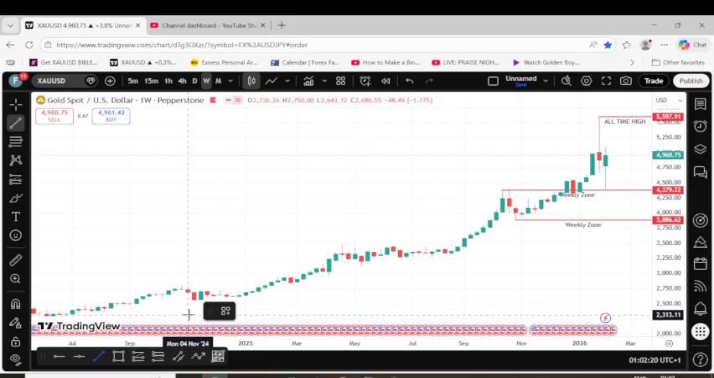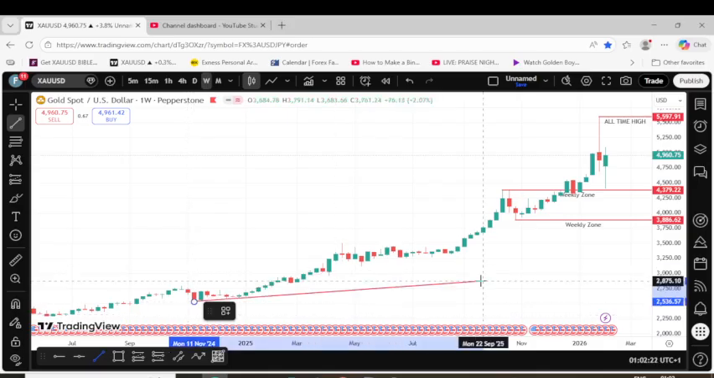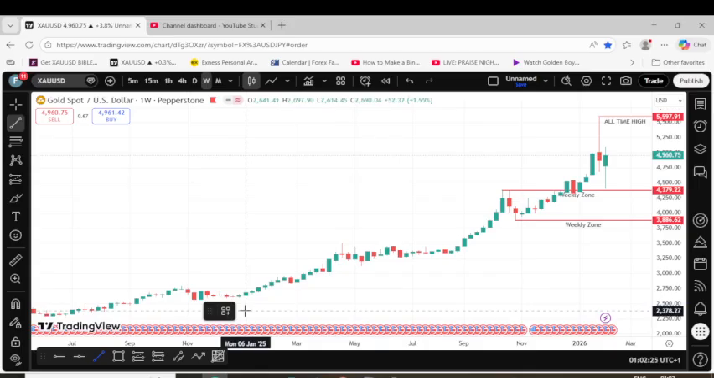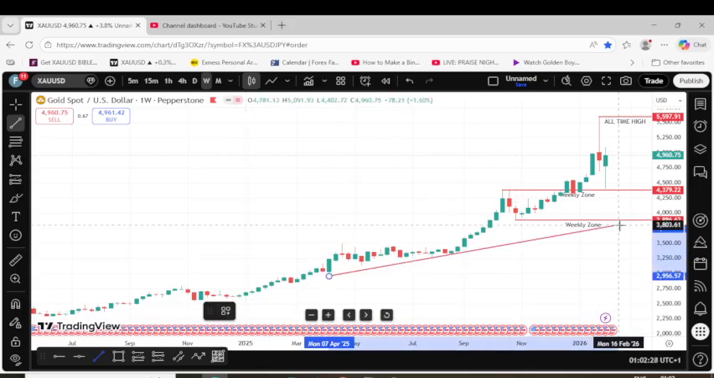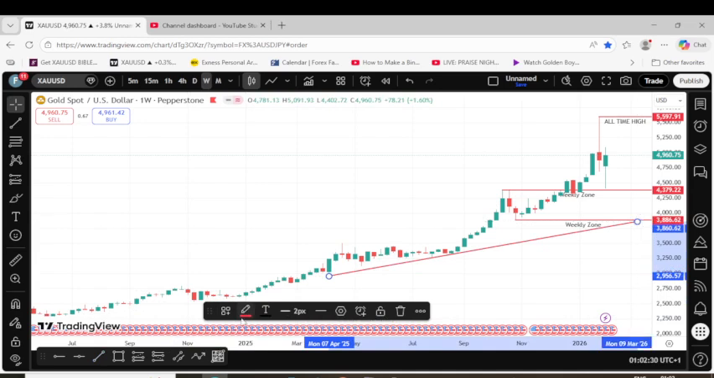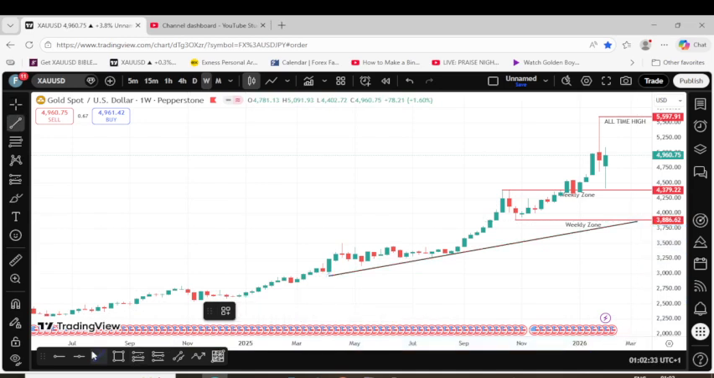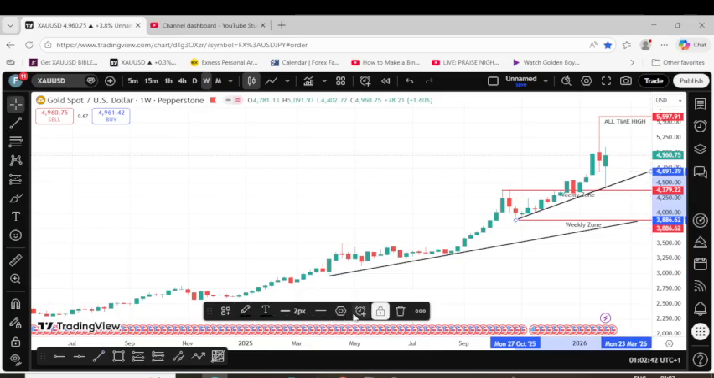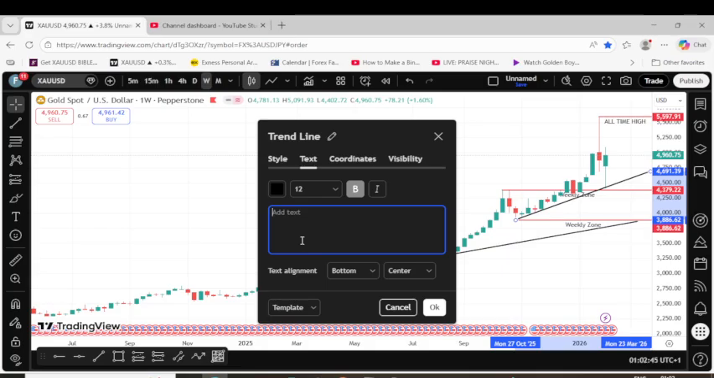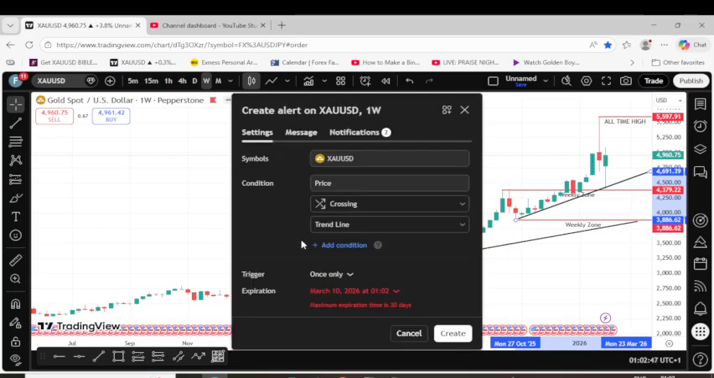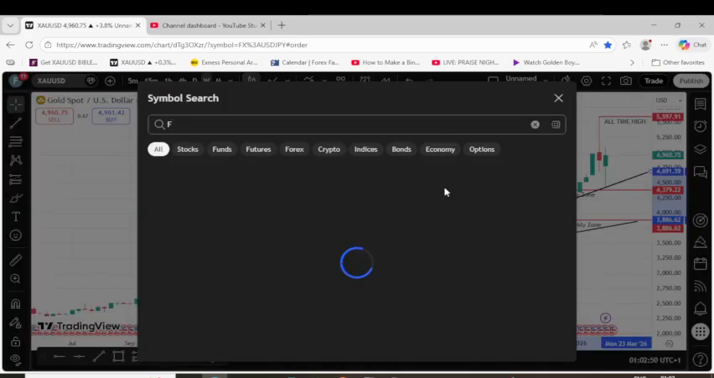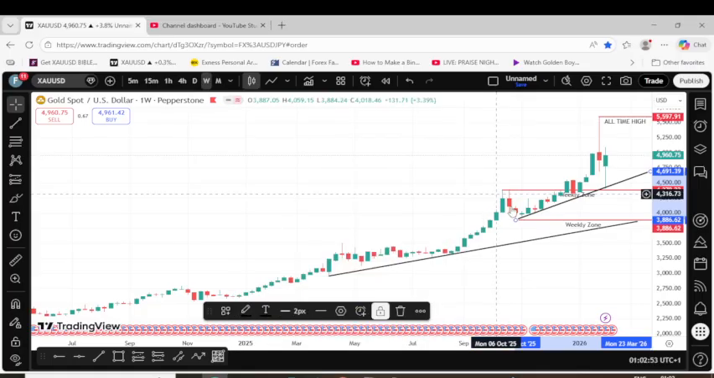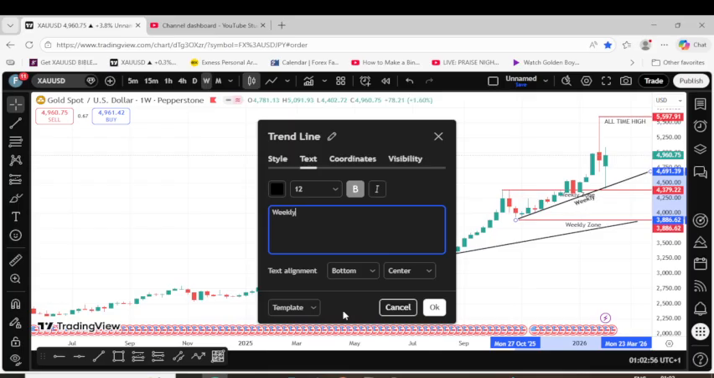Let's see if we can draw a trend line. I believe we can, but I don't know. I don't think it's going to be very relevant. I'll draw a trend line here like this. Just make it black. We can also draw that trend line probably like this. Make it black. So this is, sorry, wrong button. Let's do my weekly trend line.